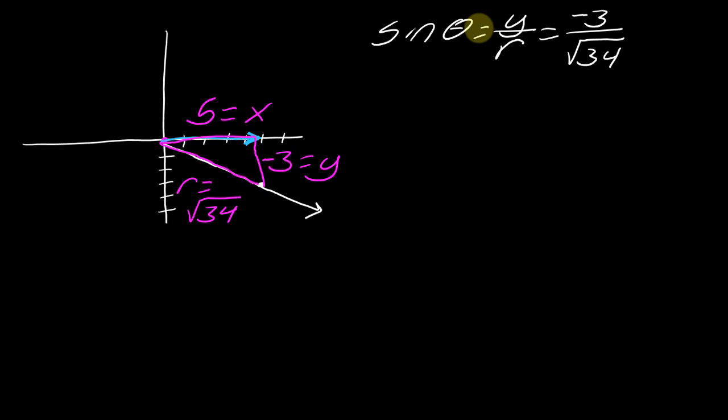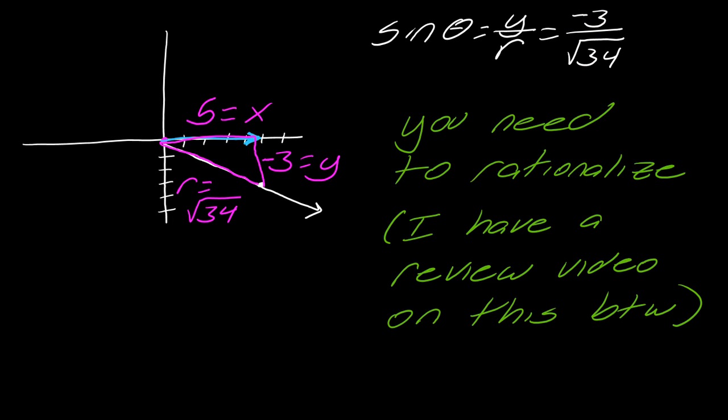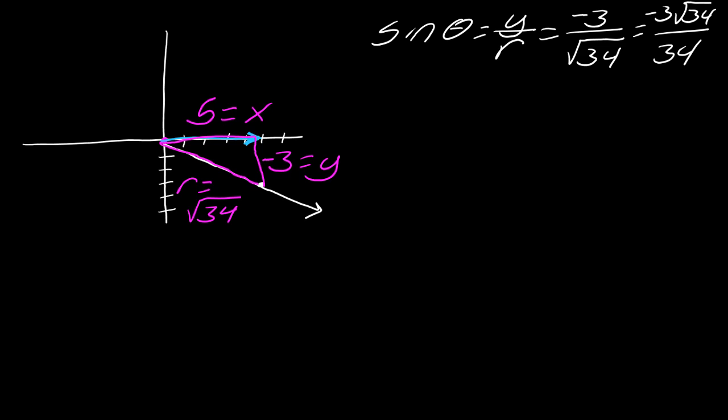Now one thing I want to mention here is that we have to rationalize this. I have a review video on how to rationalize if you need a reminder, so check the description of this video. But to rationalize, it's pretty simple: when you have square roots, you just multiply by the square root on top and bottom. So this would be the same thing rationalized, okay?